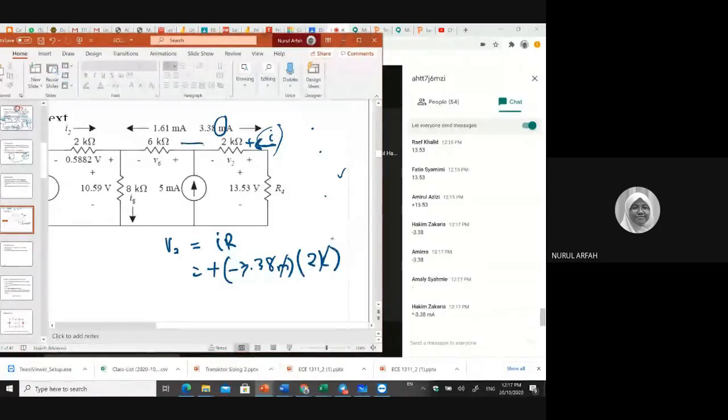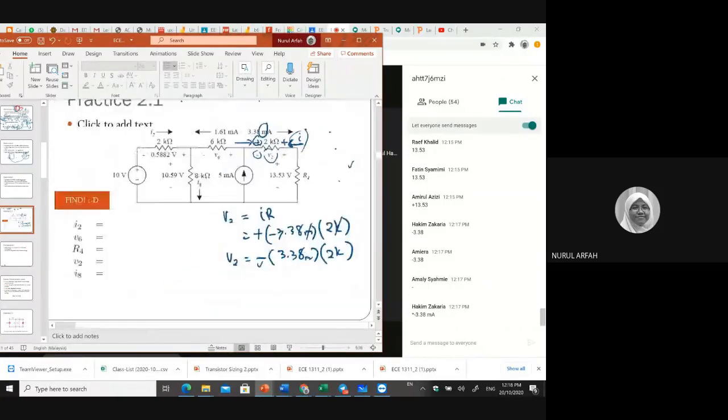If you use this direction, you will have V2 equal to negative. Why negative? Because, yeah, it's still positive here. Okay, positive. But you have a 3.38 milli here. And then V2... No. This one should be a negative because, even though this is a plus, you need to take care of the negative sign. It's supposed to be equal, but since this is not equal, then you take the negative sign, and then 2 kilo. And you will get the same answer. Okay, so far so good?